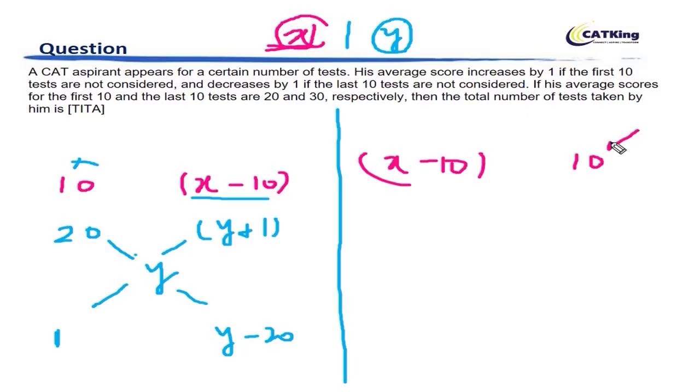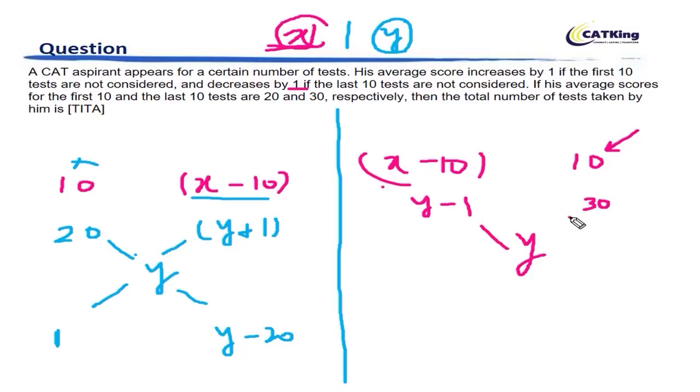If we consider the last 10 separately and the previous x minus 10 questions separately, now the total average we know is y. The average of the last 10 is 30, and we know that if we separate the last 10, our average will reduce by 1. So therefore our average here will be y minus 1.